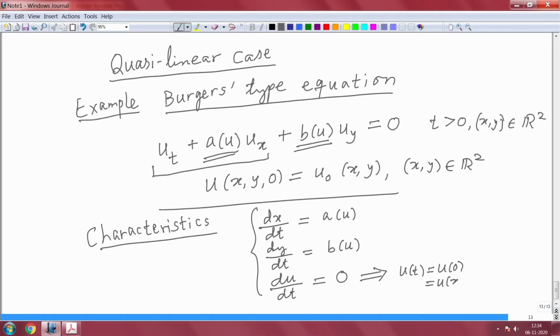Just see that we are abusing notation. Okay. At t equal to 0, x is x 0 and y is y 0, and u is given as u 0. Let me call this x 0 and that y 0. Since u is constant along the characteristics, we can also integrate these two equations. So, let me write that.